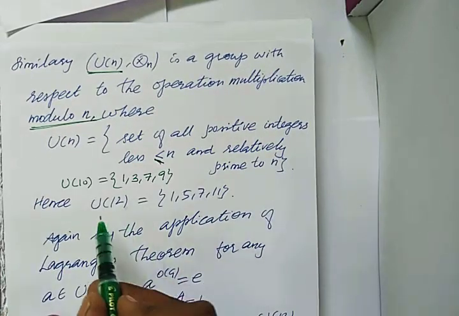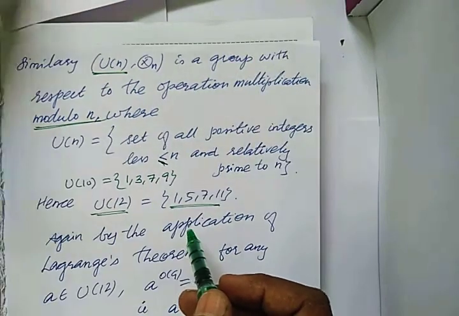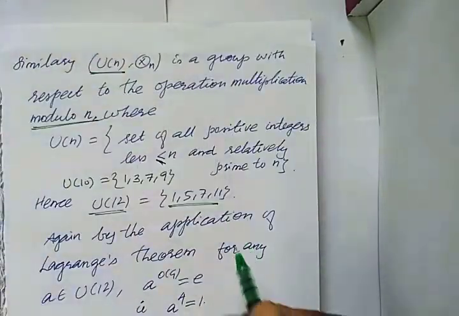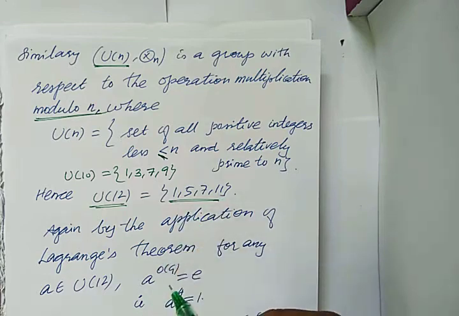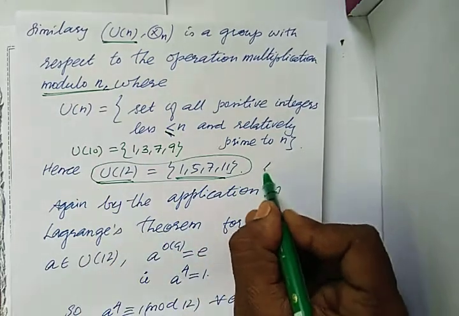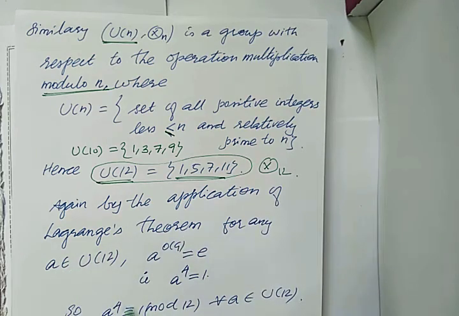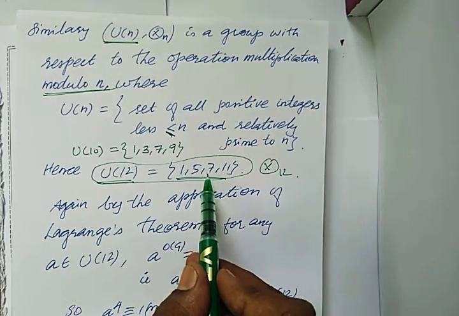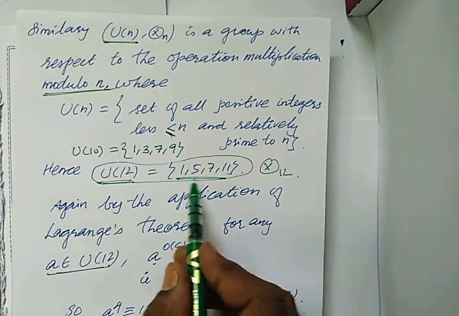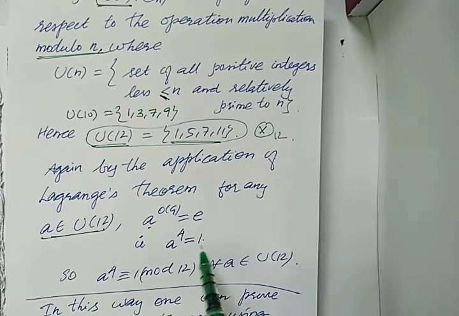In U of 12, how many elements are there? There are only 4 elements. Just now we saw. What are those 4 elements? This is U of 12: 1, 5, 7, 11. There are only 4 numbers. Again, it is a group with respect to multiplication modulo 12. Again, by the application of Lagrange's theorem, if you take any number a here, a to the power order of G, here what is the order? 4 only. A to the power 4 is equal to 1.